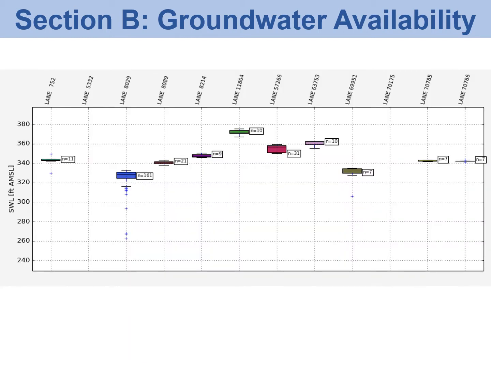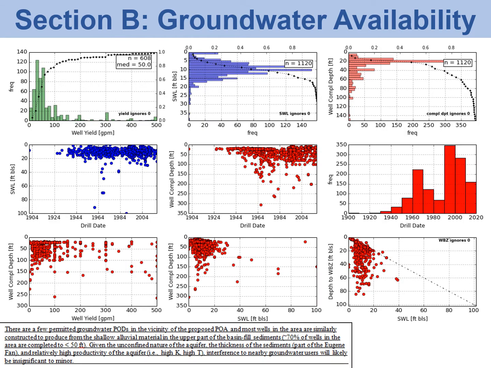Now, we have a series of additional tools that we look at. We look at summary statistics. This is a plot of range of static water levels, with static water level on the y-axis here and individual wells along the x-axis. Again, this lets us know in general the range of water levels over the period of record that we have for each of these wells. And we also take a look at data from our well log database.